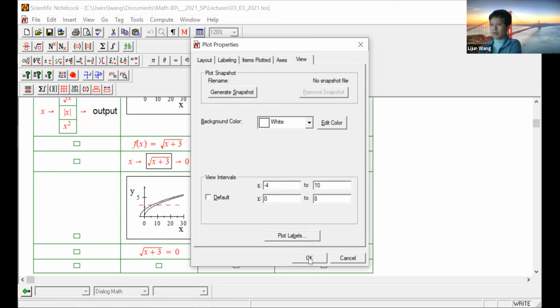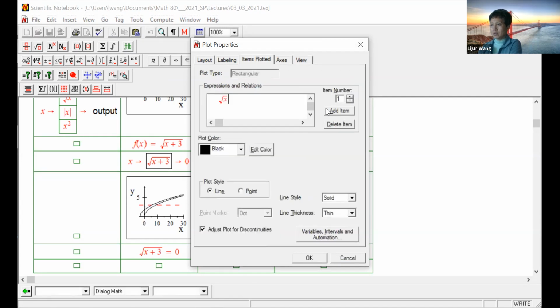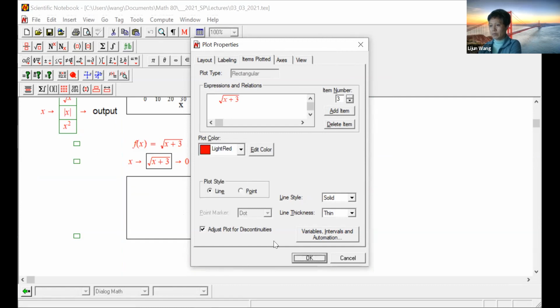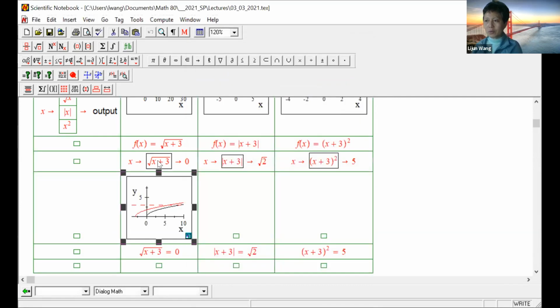I'm going to give you a better view. And I will also show the new graph in a different color. You see the new graph for square root of x plus 3, that graph is shifted to the left by 3 units. Plus 3, shifted left by 3 units. You guys see that? Everybody?